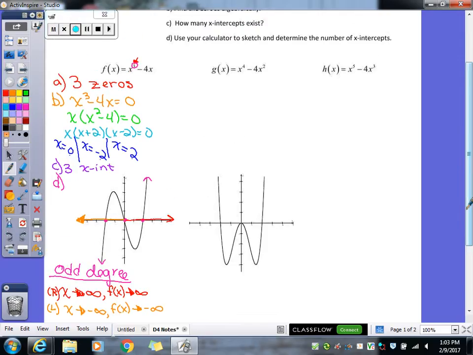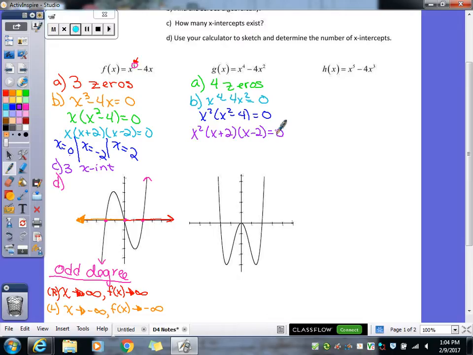All right, so let's take a look at the next one. Letter A, how many zeros are we going to have? 4. Letter B, let's find those zeros algebraically. So x to the 4th minus 4x squared equals 0. Do we have a GCF? Yep, what is it? x squared. So we then have x squared minus 4, which we know factors into what? x plus 2, x minus 2. So we would have x equals 0, x equals negative 2, and x equals positive 2 yet again. We have the same zeros as we did last time.